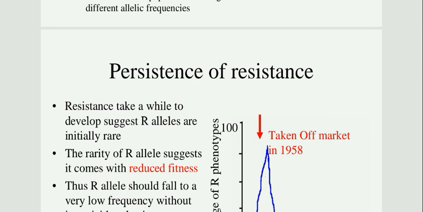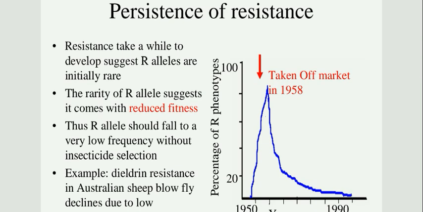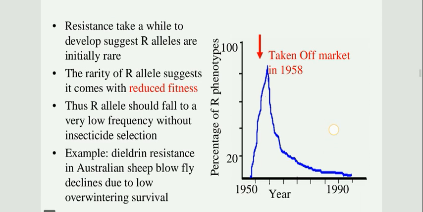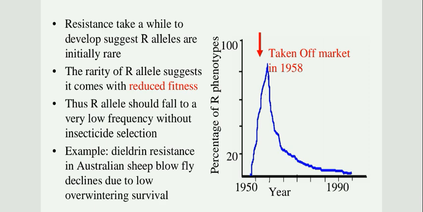Persistence of resistance. Resistance takes a while to develop, which suggests R alleles are initially rare. The rarity of the R allele suggests it comes with a reduced fitness. Thus R alleles should fall to a very low frequency without insecticide selection.